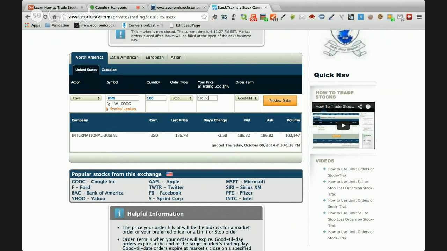So I need to put in a good till cancel order term. If you leave it at a good till day, it means that at the end of the trading day, which is soon enough, this stop loss is no longer active. So you need to put in a good till cancel, or put in a specific date, a good till date. So I'm happy with the good till cancel, and I'll preview my order.